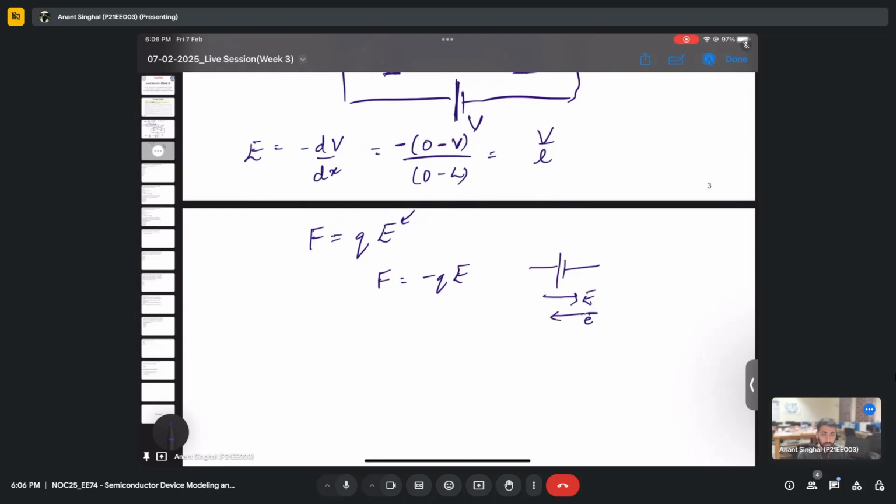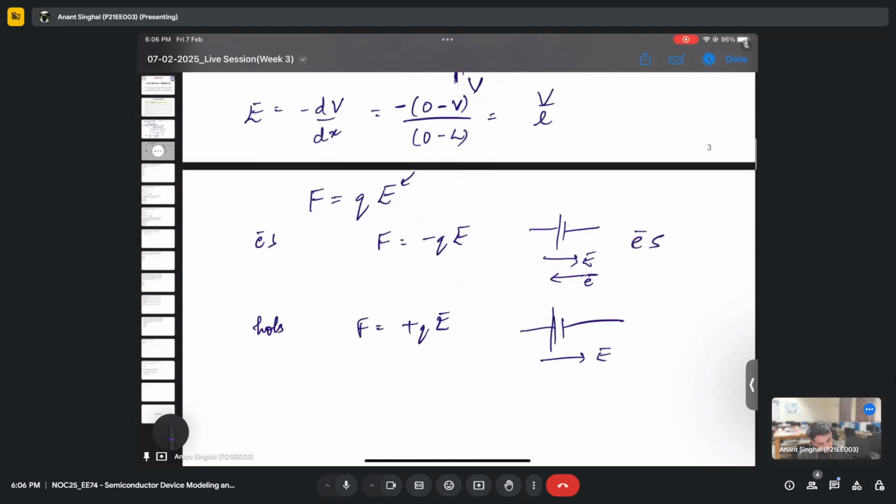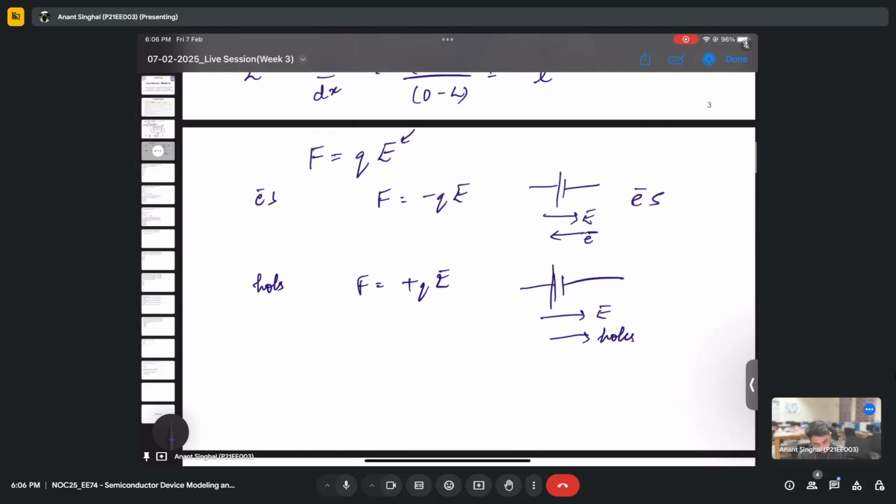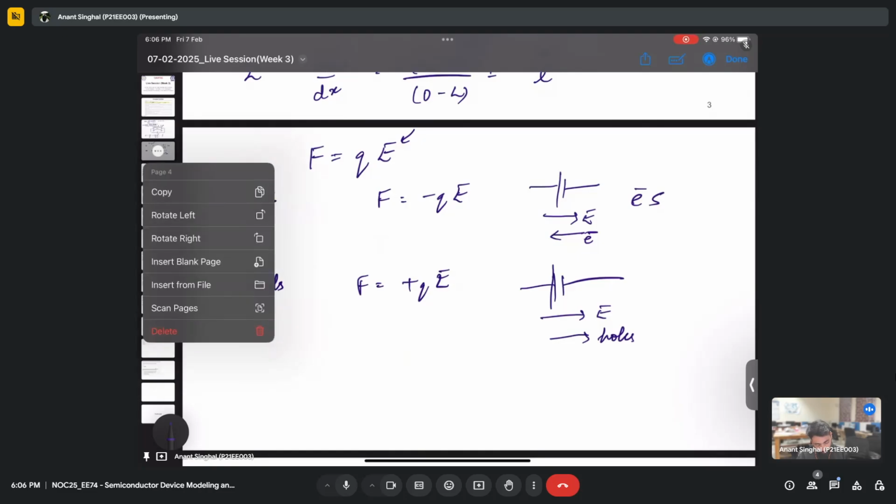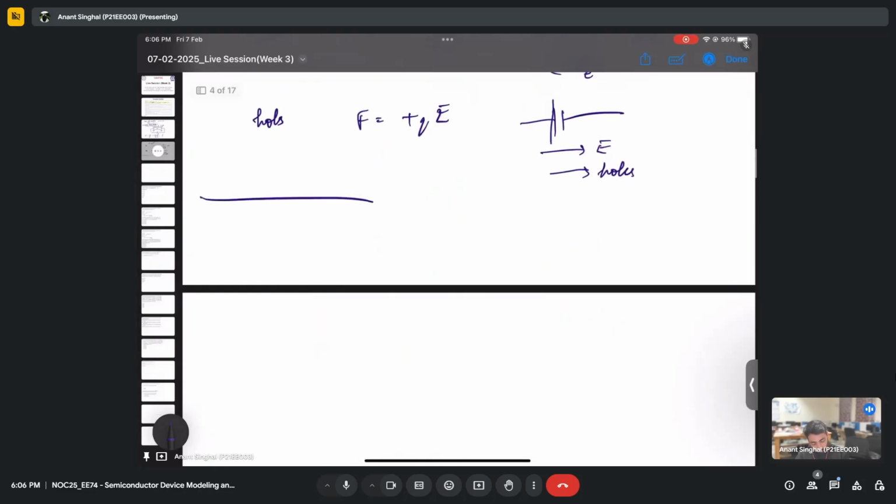And similarly for the holes. So this is for electrons. If I write for the holes, we know for holes it is plus QE because of positive charge. So let me write here electrons, let me write here holes. If the electric field is from a higher voltage to lower voltage, then the holes will also see a force from higher voltage to a lower voltage. The electric field and the force are in the same direction. So this is the very basics of what an electric field is, in very layman terms.